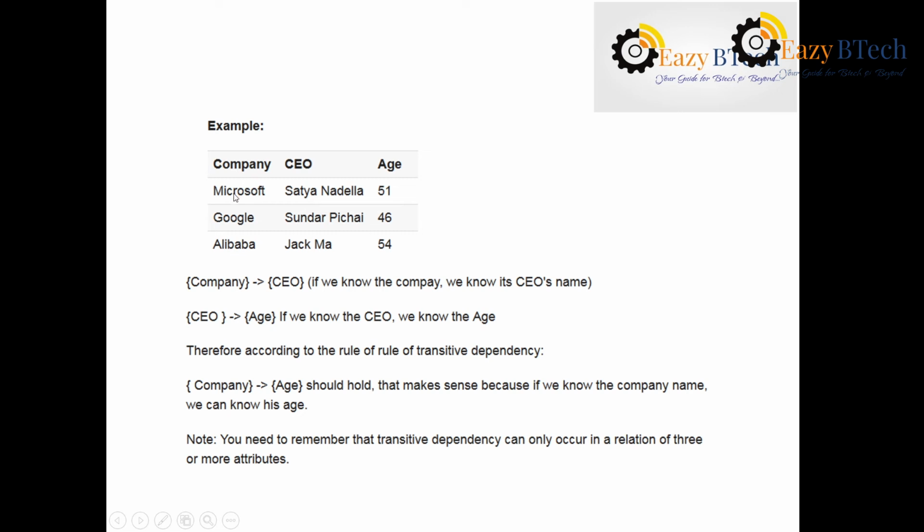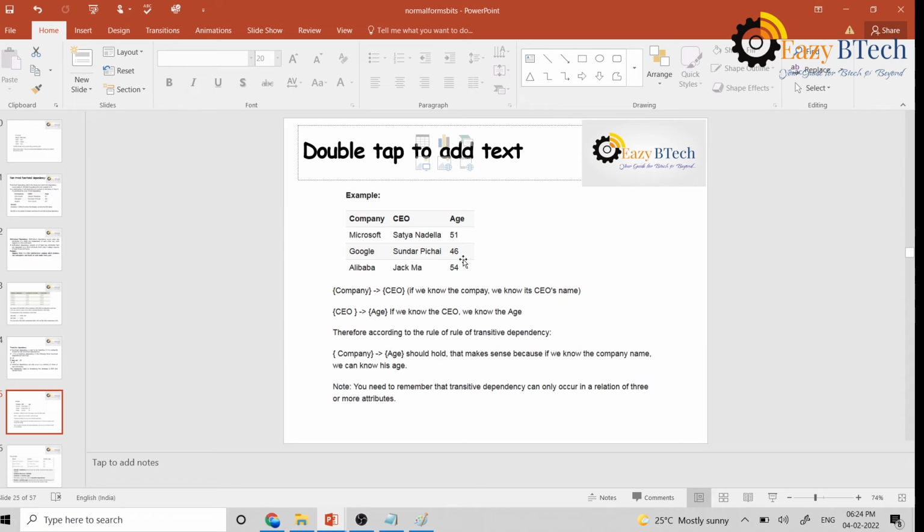Actually, X is functionally dependent upon Y, and Y is functionally dependent upon Z. Sometimes we can get Z from X. Suppose you are attending an interview for Google, and they ask, may I know the age of the CEO of Google? You say the Google CEO is Sundar Pichai. You cannot explain the total story, you just say only 48 years.